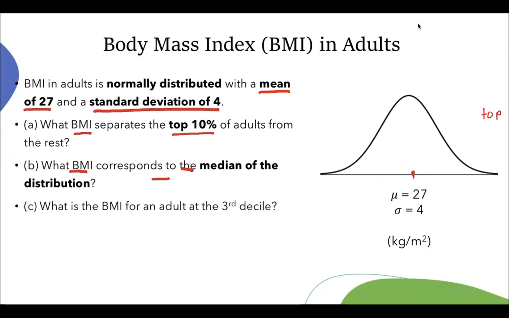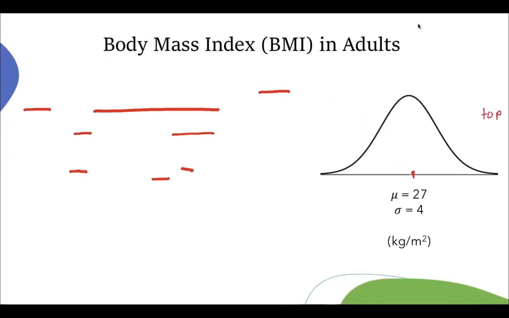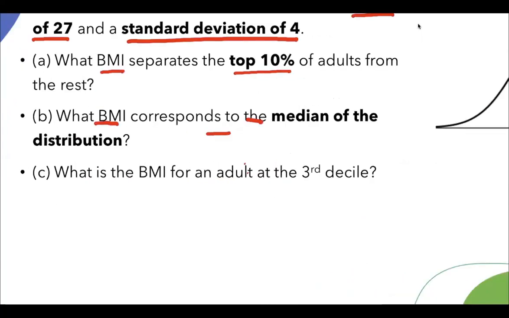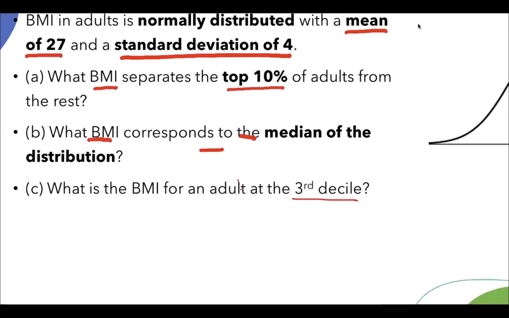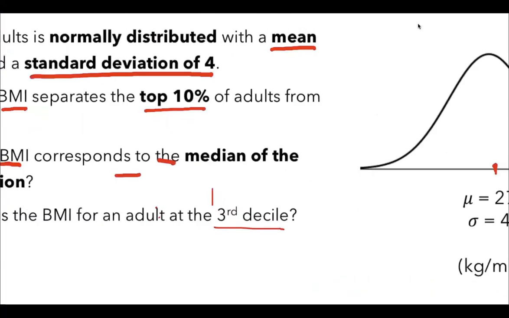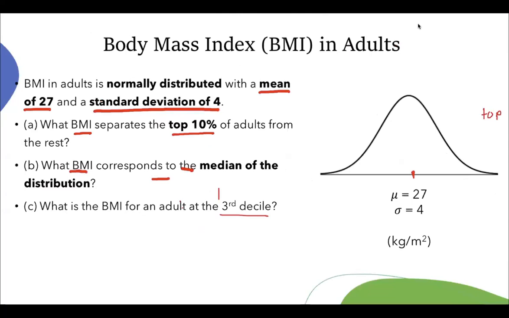And let's get the BMI for the third decile. My pen is glitching out on me, but okay, there we go. Also known as, AKA, the third decile is also known as the 30th percentile.